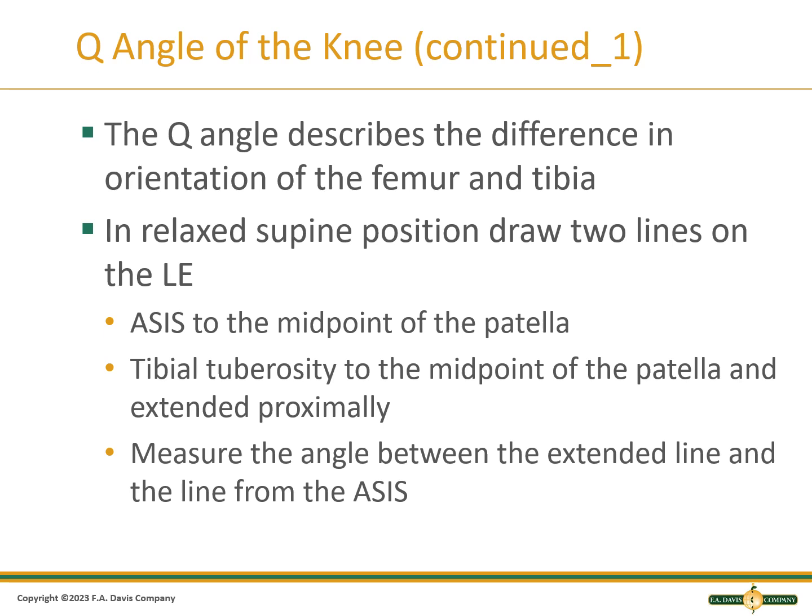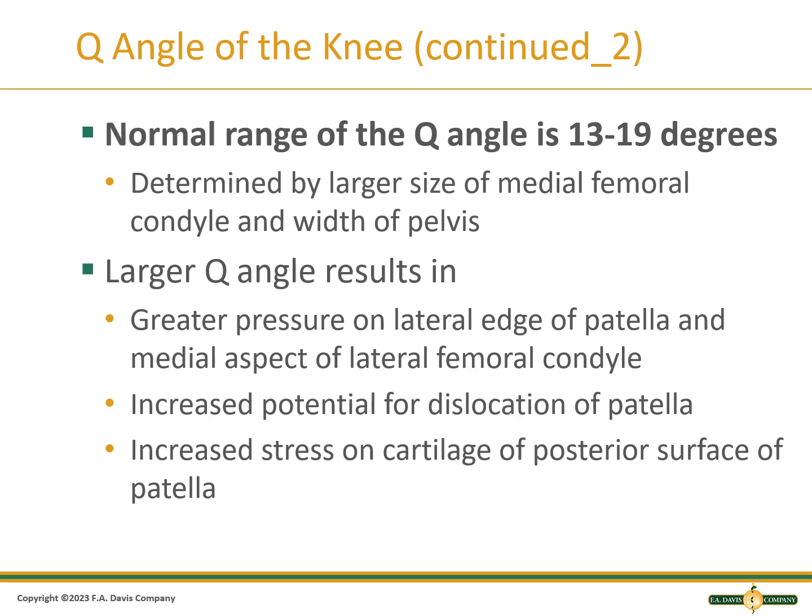In relaxed supine position, we want to draw two lines on the lower extremity, so we'll go from the ASIS to the midpoint of the patella, and from the tibial tuberosity to the midpoint of the patella, and extend it proximally up through the body. We want to measure the angle between the extended line and the line from the ASIS to determine the Q angle. Normal range of the Q angle is 13 to 19 degrees and is determined by the larger size of the medial femoral condyle and the width of the pelvis.